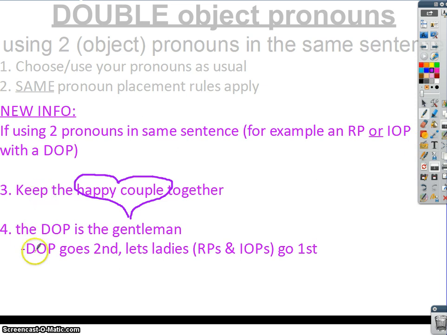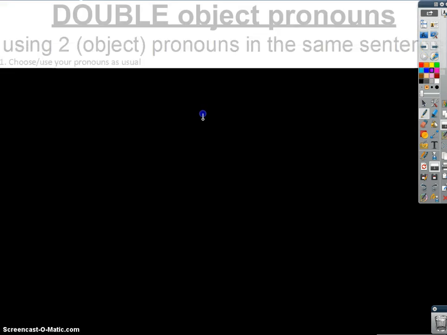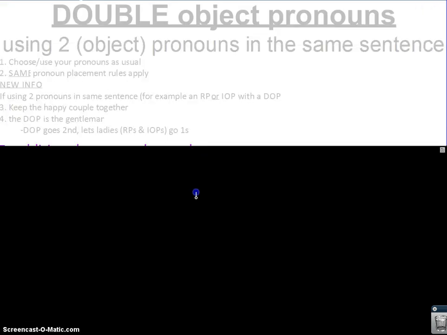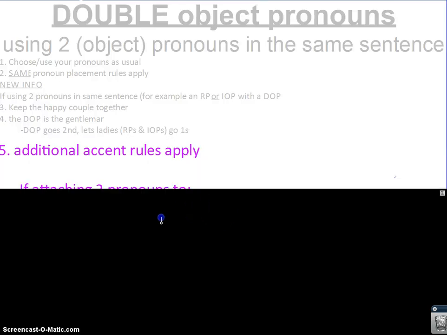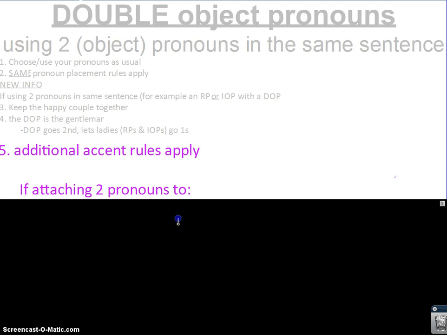So that's step 3 and step 4. Let's move on to step 5. Step 5 is that additional accent rules apply. You guys already know if you attach one pronoun, that if you're attaching it to a present participle or an affirmative command, you need an accent on the penultimate syllable. But here's some additional stuff if you're attaching two pronouns to these things.